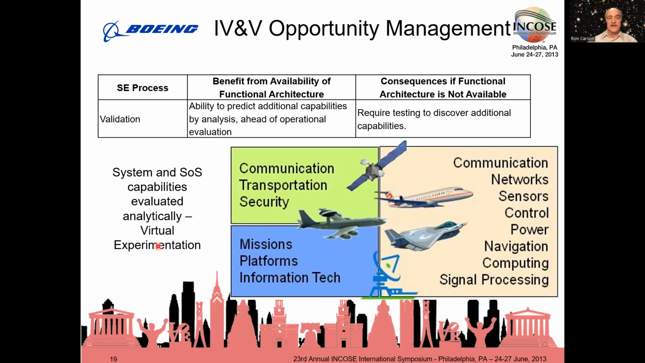Also, during validation, as part of opportunity management, we can predict additional capabilities based on the exercising of the model by analysis ahead of that operational evaluation. So we may find out that we have additional system or system-of-system capabilities that we can analyze analytically, what we call virtual experimentation, if you will, ahead of time, which can save us a lot of money and help us identify areas to focus on for additional opportunities.